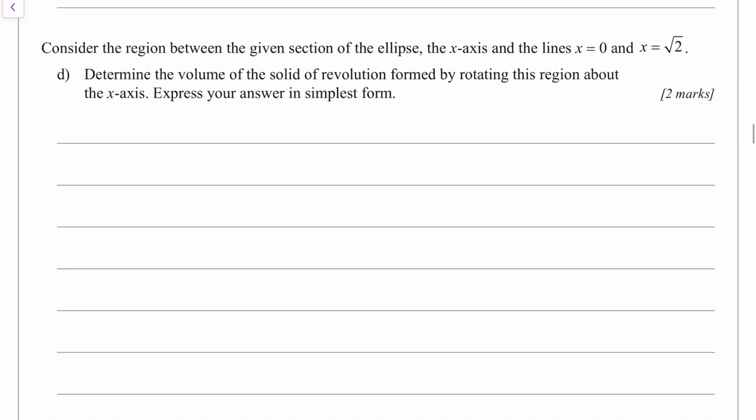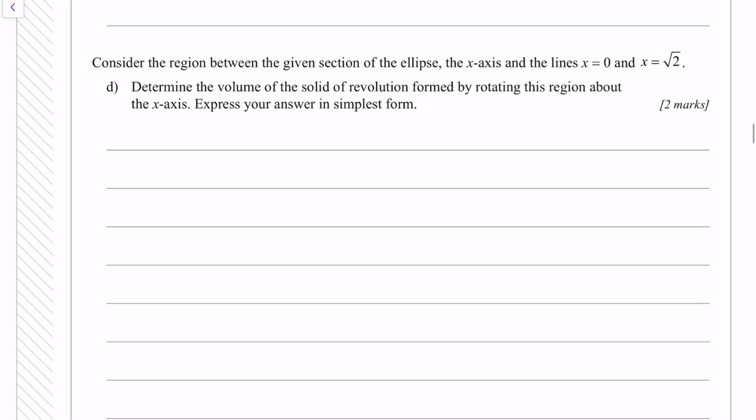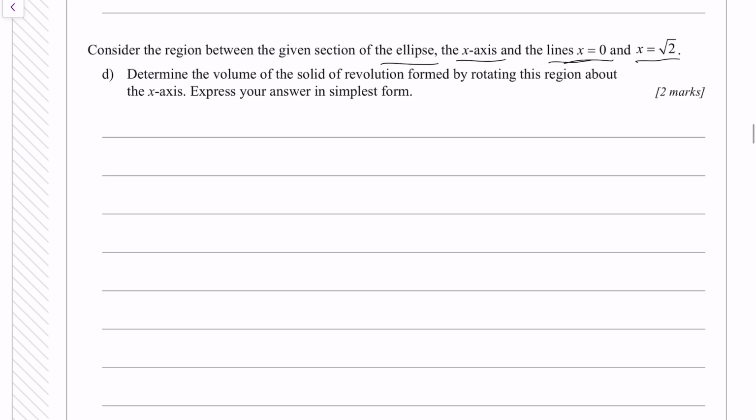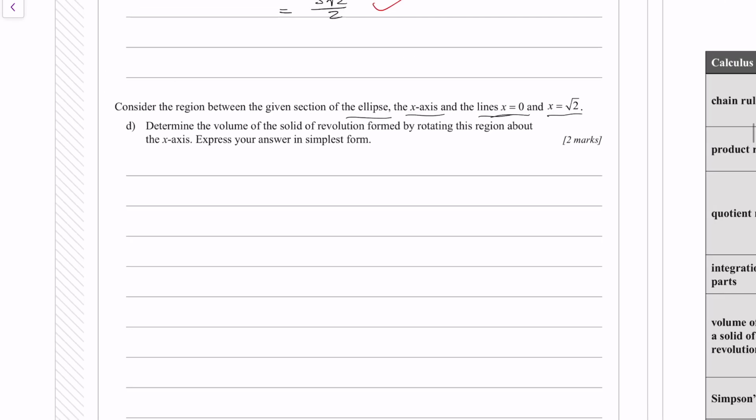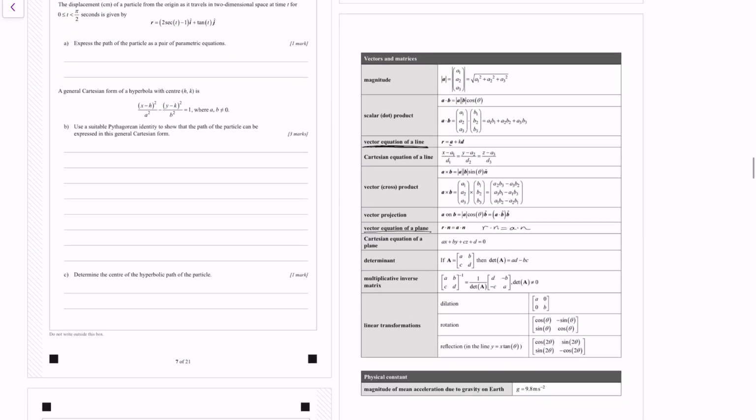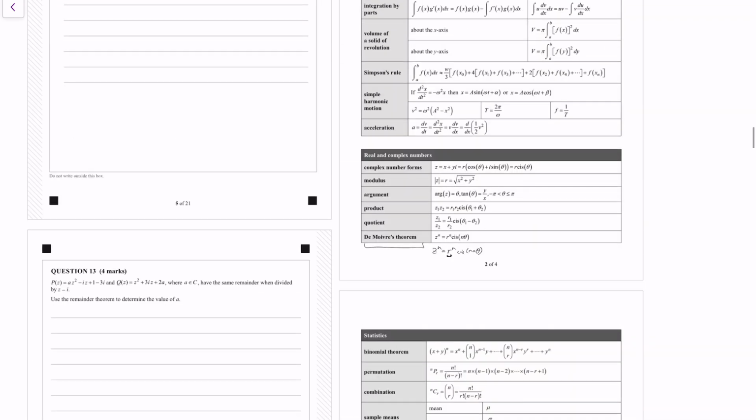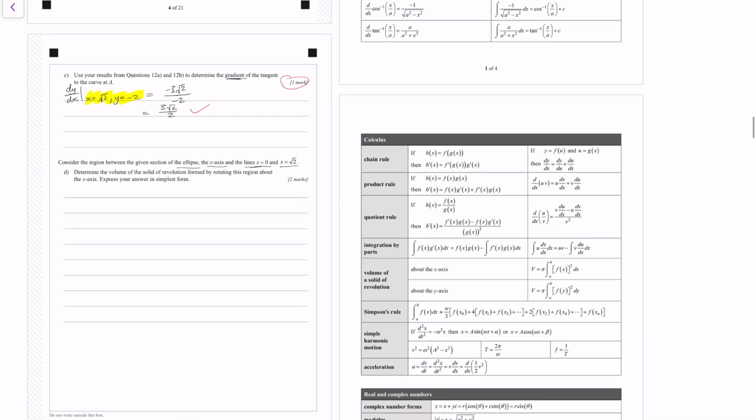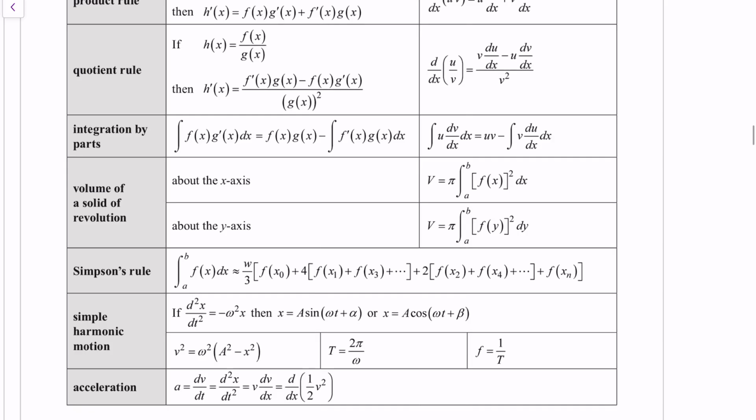And now, consider the region between the given section of the ellipse, the x-axis, and the lines x equals 0 and x equals square root of 2. This is probably the most complex part of this question. This is basically calculating volume from definite integrals. So remember our formula. I believe it's here. So we're using this formula.